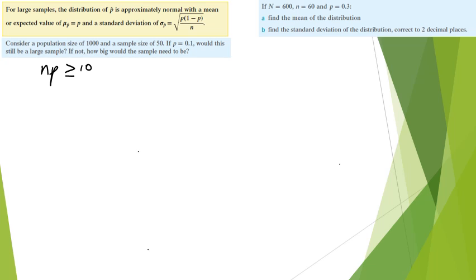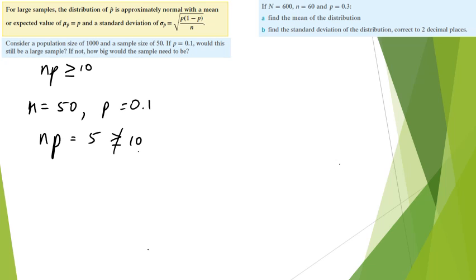So we have 10, the number of samples being 50, probability being 0.1. So then np is equal to 5, which is not greater than or equal to 10. So that means we need to actually find how big of a sample size we need.